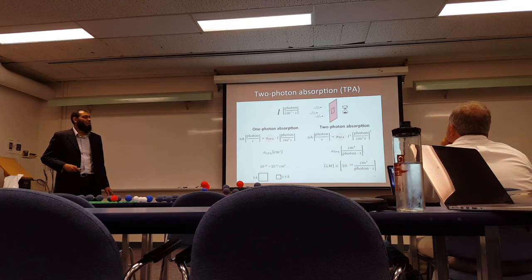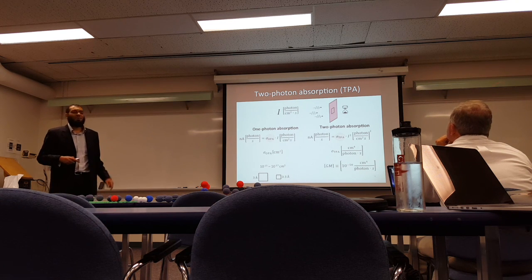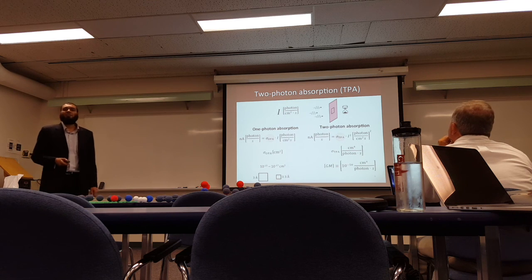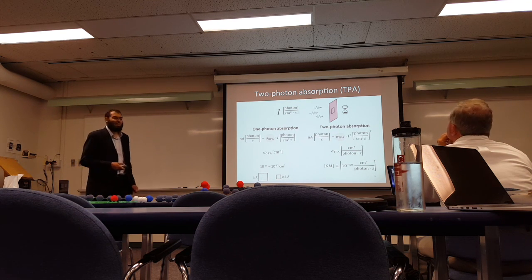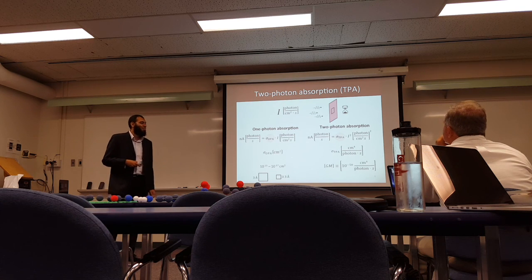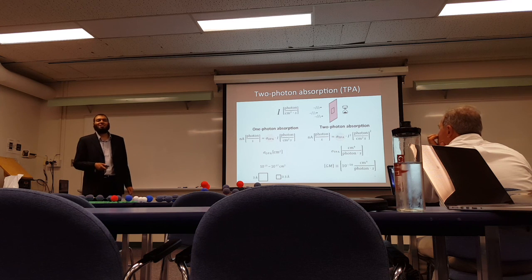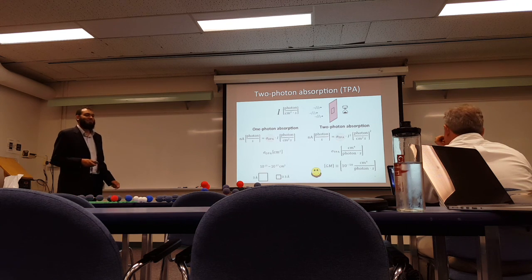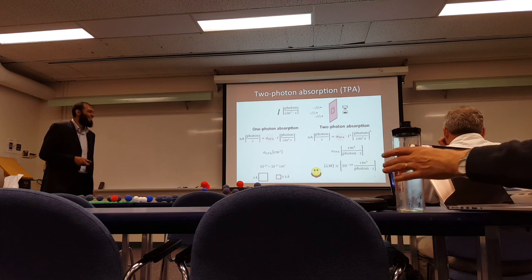And since this is the basic unit that we have, we'll be having multiples of this unit. They gave it a nice name, which is GM. This is in honor of Maria Goeppert-Mayer, who first predicted the theory that two-photon absorption can happen. This was in 1931 in her PhD dissertation. So hopefully my PhD dissertation is as good.